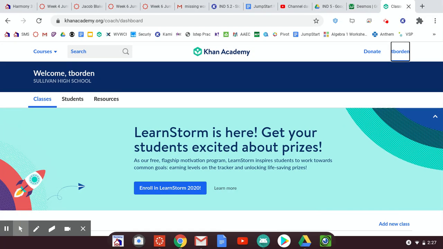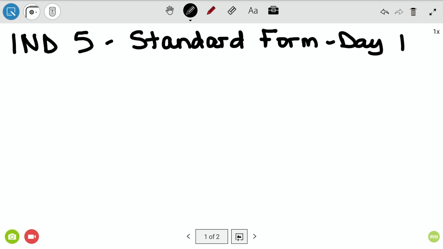All right. So indicator 5, and this is actually our 4th day in the indicator, but it's our first day in standard form. So however you want to label your notes, as long as you have standard form day 1 in your notes, we're good. Okay, if you're at home, you need to be in your 3-ring binder, writing down all these examples and the steps that I'm going to give you.